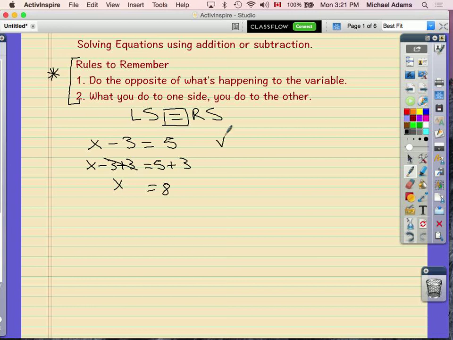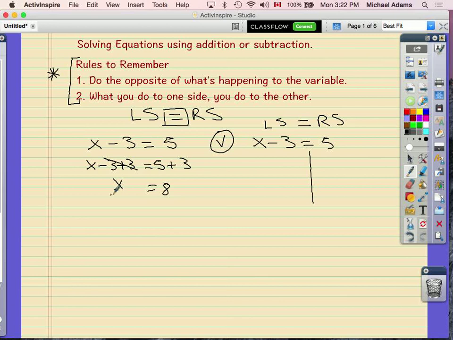So now we're going to do something called a verify. A verify just means to check. I'm just going to write a V for verify. And in order to verify it, I'm going to write out the equation again: x minus 3 equals 5. I'm going to put a line under the equal sign. All I'm doing here is separating the left side from the right side. We have to prove that the two are equal.